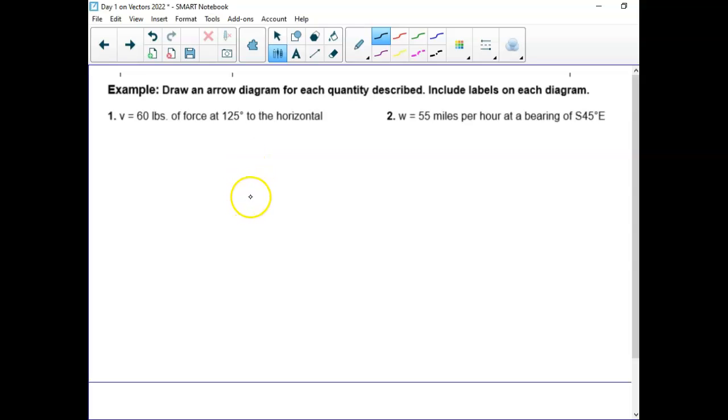This idea you do have to know how to do. It says draw an arrow diagram for each quantity described, include labels on each diagram. So we are always going to work off the positive x-axis unless they tell us otherwise. So this one says 60 pounds of, whoops, I should have made that dotted or something because that's not the vector.